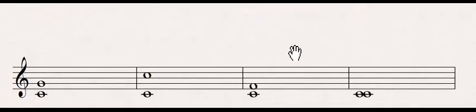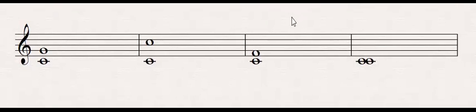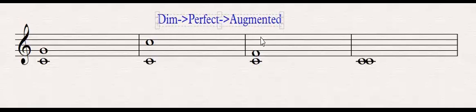Okay, so what about those intervals that are not the second, third, sixth, and seventh? Here we're talking about the unison, the fourth, the fifth, and the octave. These have a similar pattern, we're just missing one. We don't call these major intervals, we call them perfect intervals. So when we're talking about unisons, fourths, fifths, and octaves, there's no major or minor, it's just perfect. If it gets one half step bigger, it becomes augmented, and if it gets one half step smaller, it becomes diminished.